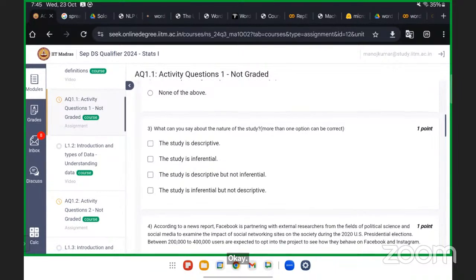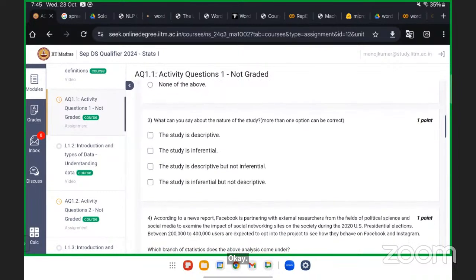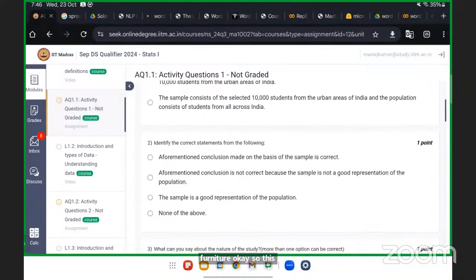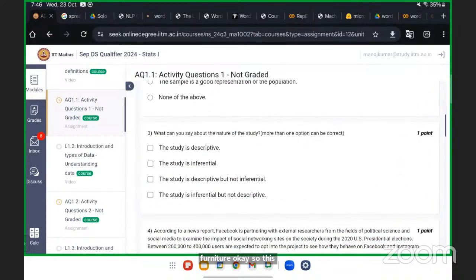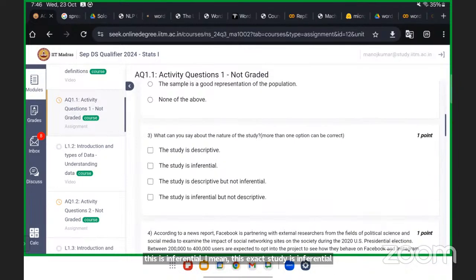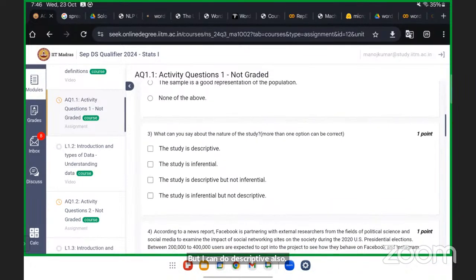Can you say about the nature? This exact study is, yes, inferential. The study is inferential, but not descriptive. But yes, this exact study is inferential, though I can do descriptive also. Yeah, that is correct.